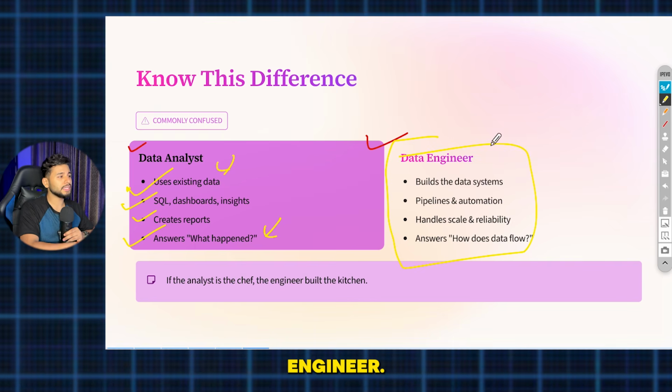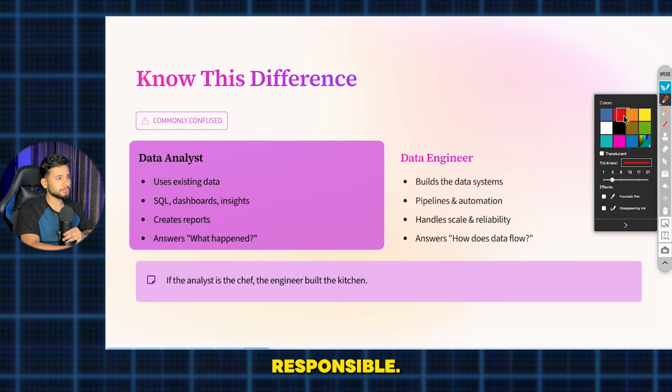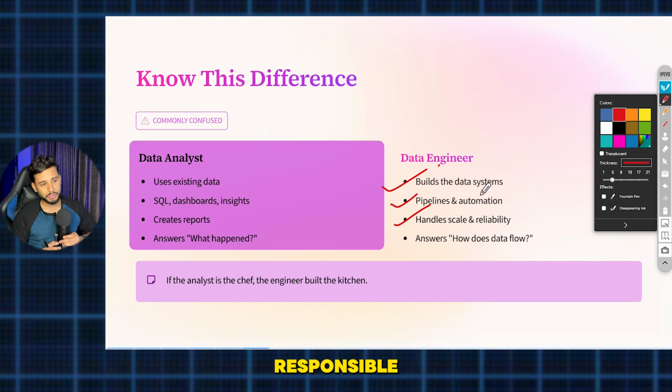Next thing about a data engineer. A data engineer is responsible for what? A data engineer will be responsible firstly to build the data systems, like how exactly to build that data system. Next thing, pipelines and automations, how to do that. Next thing, handle the scale and reliability of the data, how exactly if the data is increasing, because data engineers will be responsible for what?